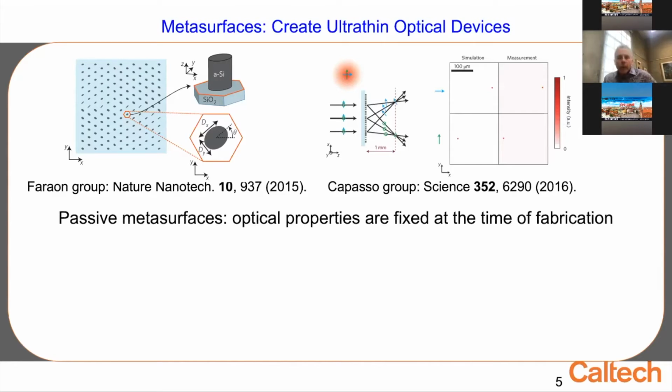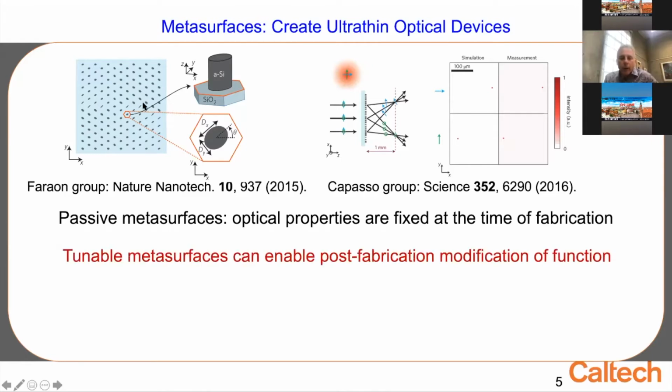And all these are examples of what I will refer to as passive metasurfaces. So now we have to develop a new lexicon and talk about metasurfaces as not only passive, but passive and active, since we're going to introduce the concept of active metasurfaces. And the optical properties of passive metasurfaces are fixed at the time of fabrication. So I can rotate the polarization to create this difference in function, but I can't rotate the actual metasurface element itself. Tunable metasurfaces, on the other hand, enable post-fabrication modification of the function.